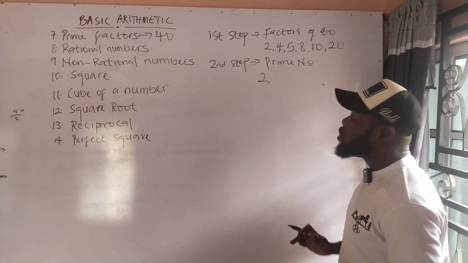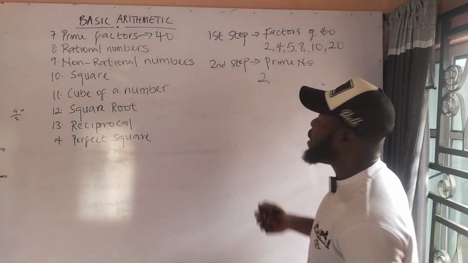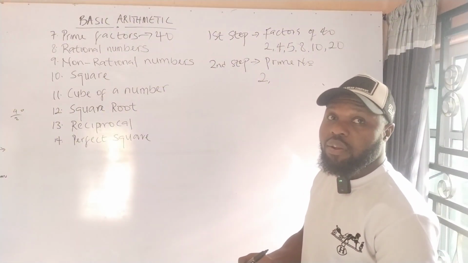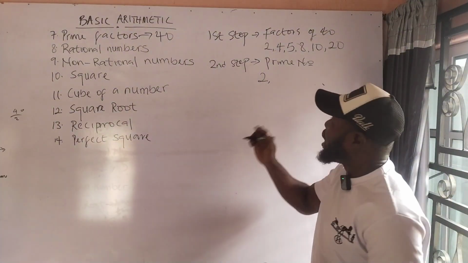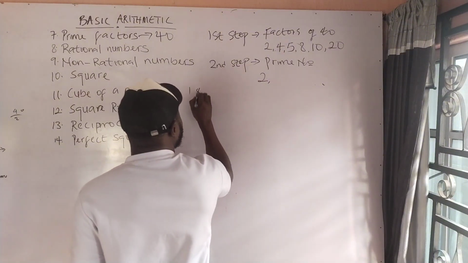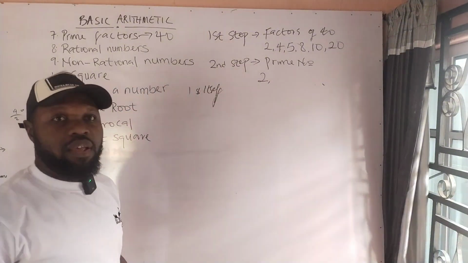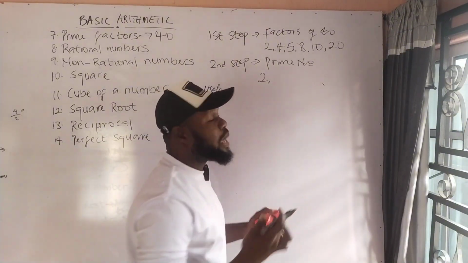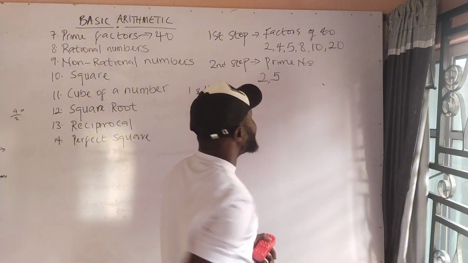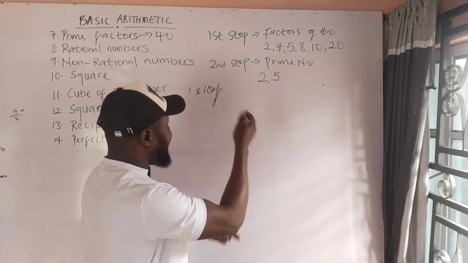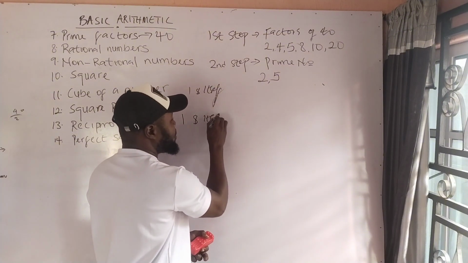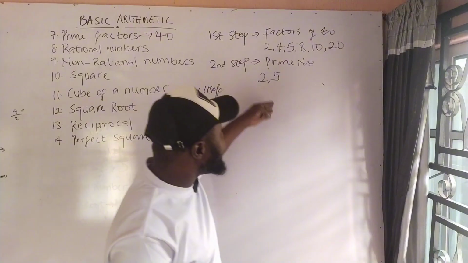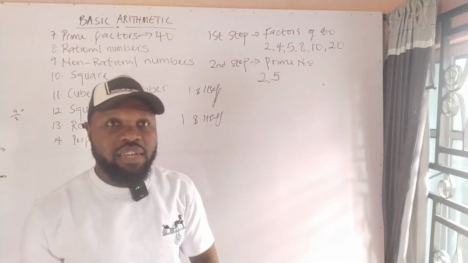Is 4 a prime number? No, because you can use 1 to divide 4. You can use 2 to divide 4. And you can also use 4 to divide 4. And prime numbers are numbers that can only be divided by 1 and itself. I hope you are getting me. So 4 is not a prime number. Is 5 a prime number? Yes. 5 is a prime number because you can only divide 5 by 1 and itself. No other number can divide 5 except 1 and itself; if you use any other number to divide it, there will be a remainder.